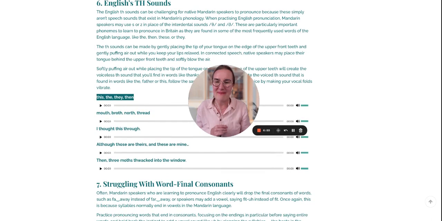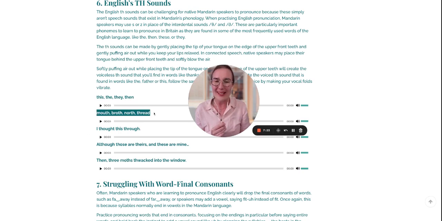This time we're looking at these little tiny, very, very common words. This, the, they, then. Notice again that I'm touching my tongue tip on the edge of my upper teeth and I'm hissing the air through. For these ones, I'm activating my voice. This, the, they, then.